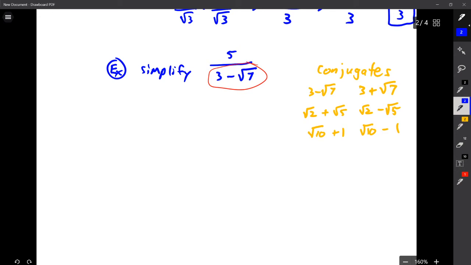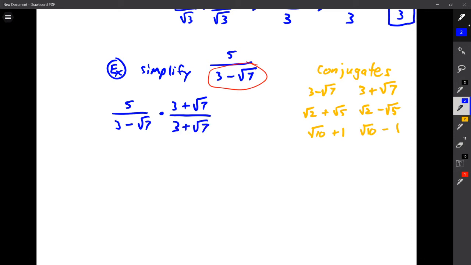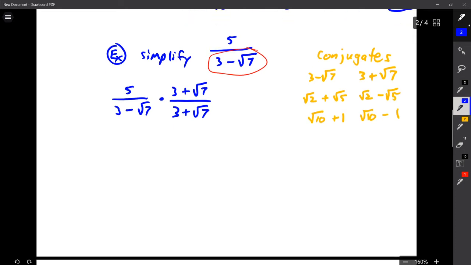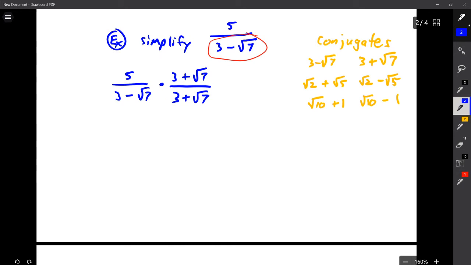So what that looks like is this. We have 5 over 3 minus the square root of 7. And we're going to multiply the top and the bottom by 3 plus the square root of 7, times 3 plus the square root of 7 over 3 plus the square root of 7. I can multiply by 3 plus root 7 over 3 plus root 7 because it equals 1. So I'm not changing the value of what I'm dealing with. But let's see what happens.